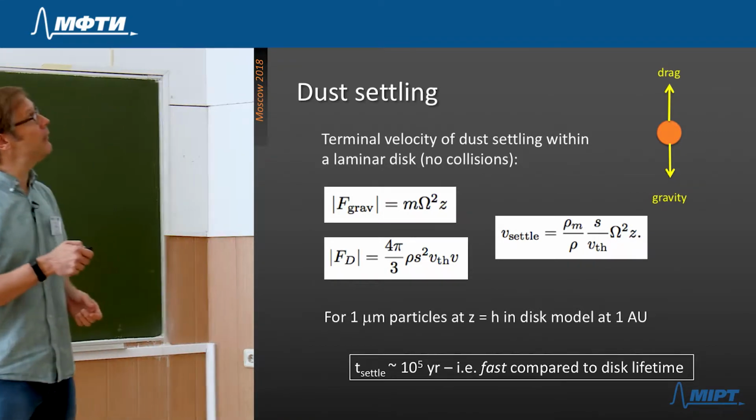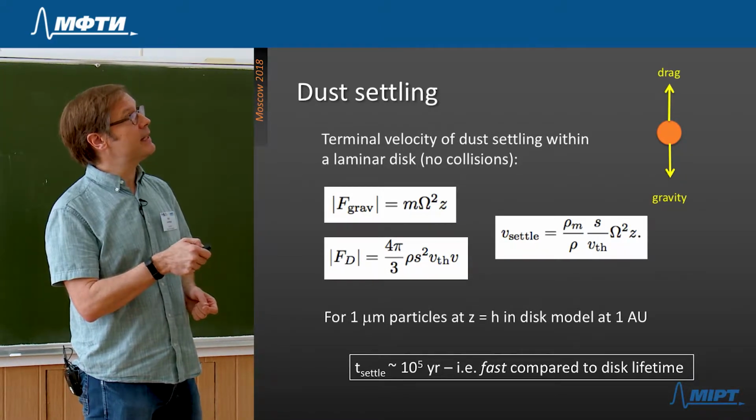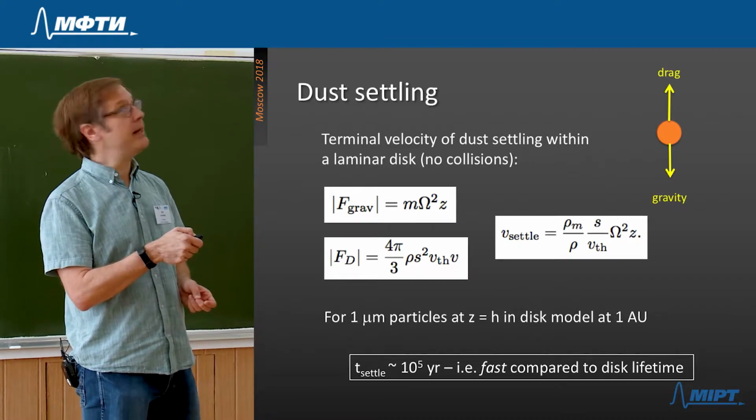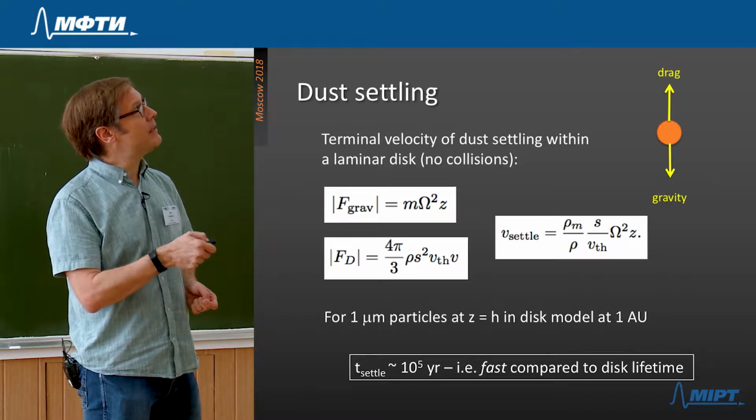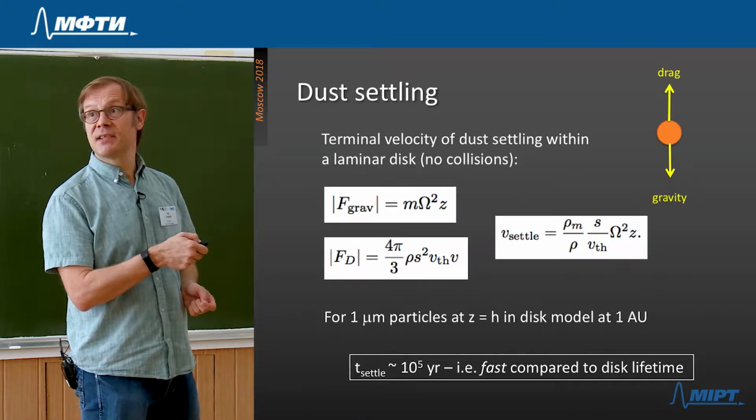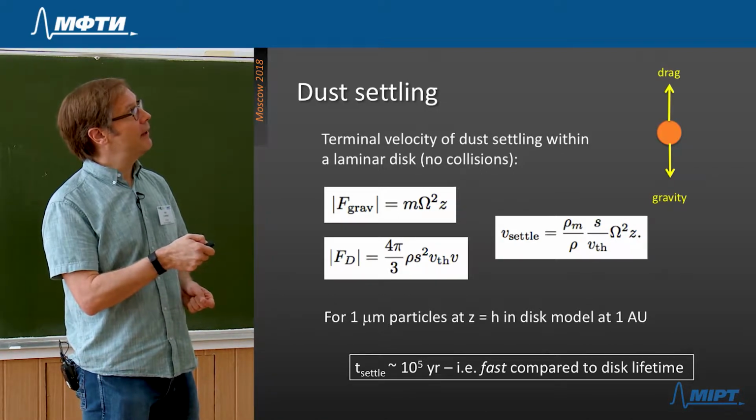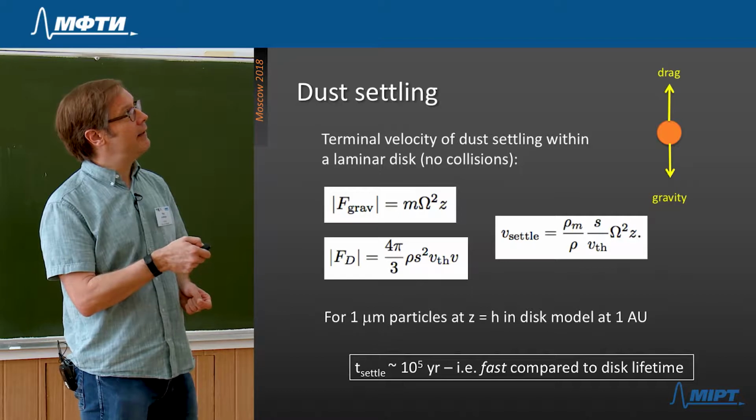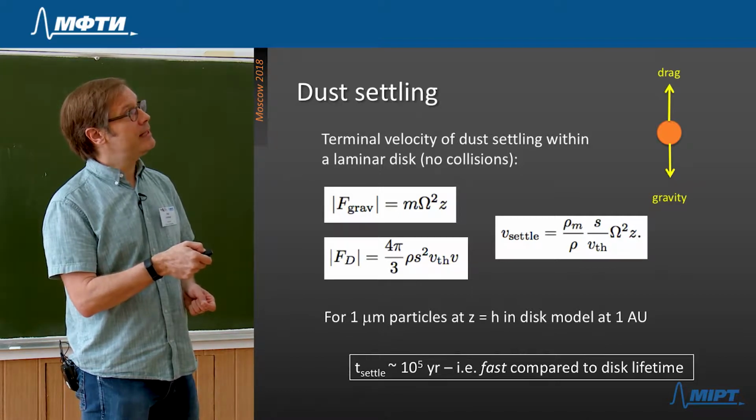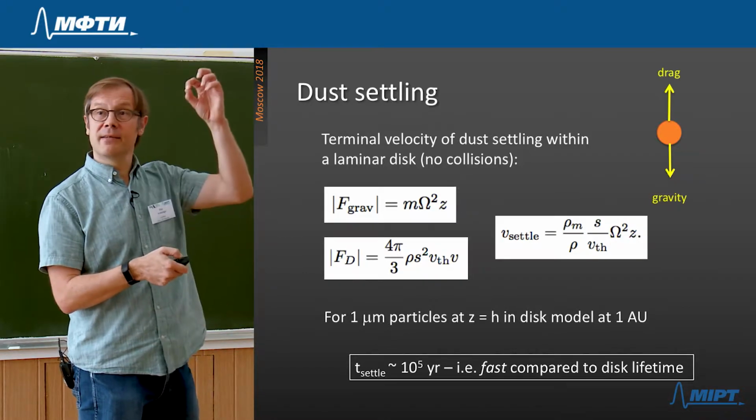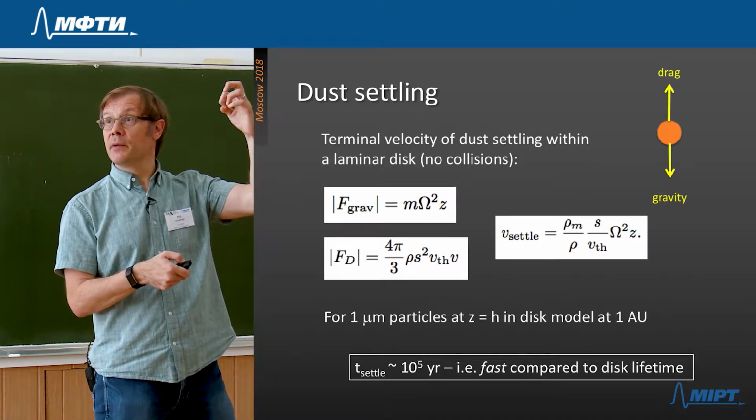Okay. So here's the expression for the gravitational force in the limit where the height, z, is small compared to the radius. This is the same expression we had for the gas hydrodynamic equilibrium. Here is the magnitude of the drag force in this Epstein drag regime. Okay. So you set those two things equal to each other and solve for the settling speed, and this is what you get. Okay. So the settling speed is linearly proportional to the height above the disk midplane, because gravity increases as we go away from the midplane.